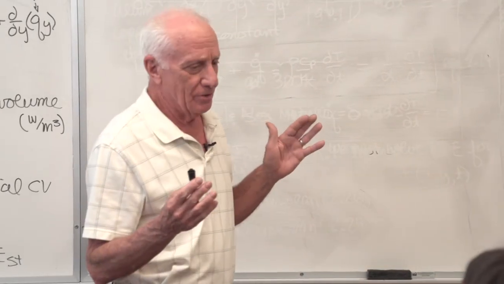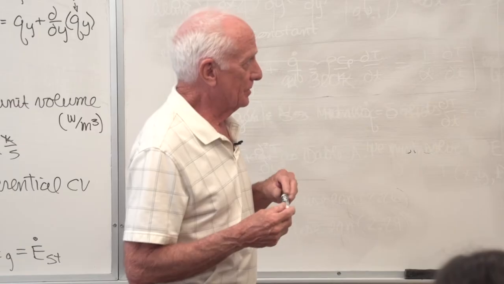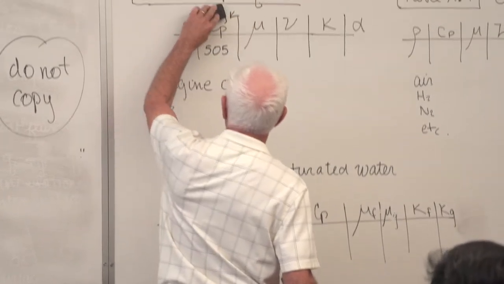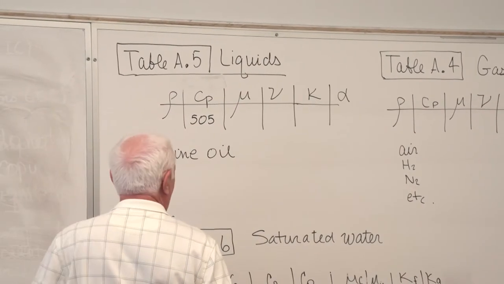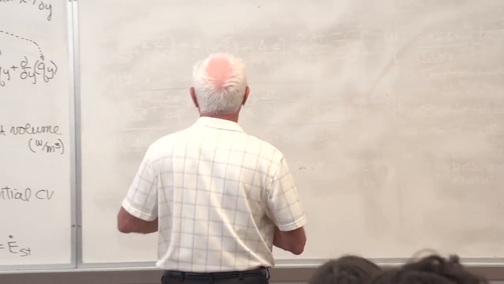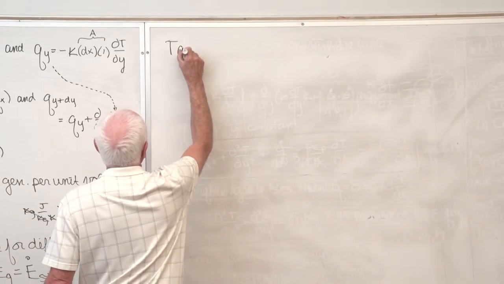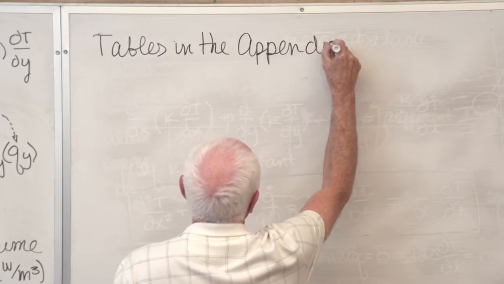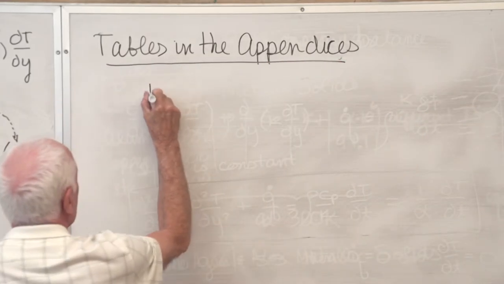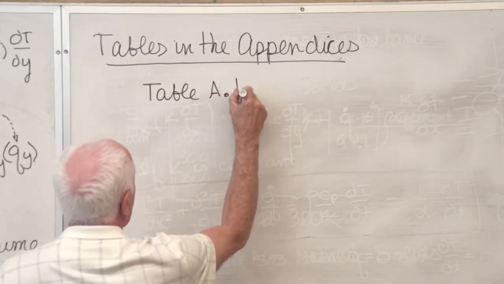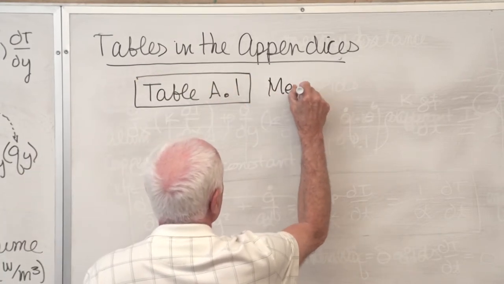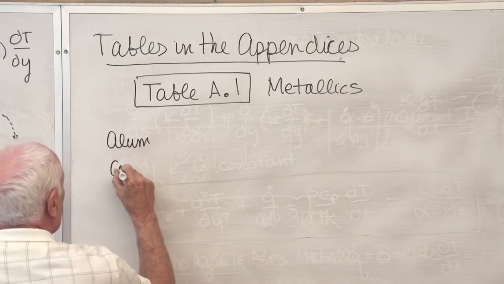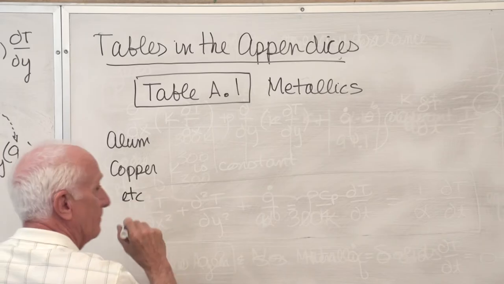What we're going to do first is show you how you would find the thermal conductivity of various substances in the back of the book in the appendices. So we start off by looking at the tables, A. Let's put table A1 here. Okay, so our first table is table A1. Metallics. Maybe aluminum, maybe copper, and of course, many, many more.